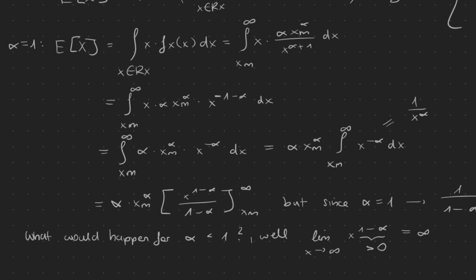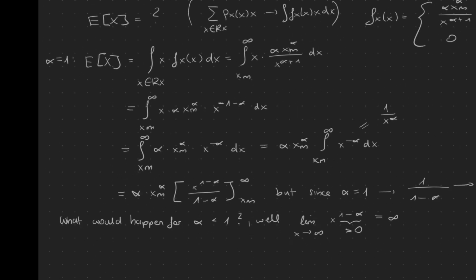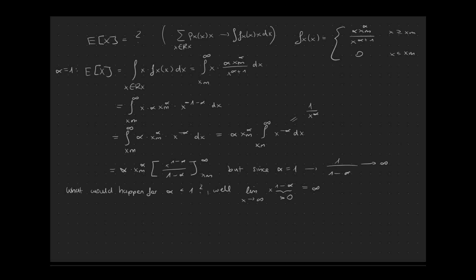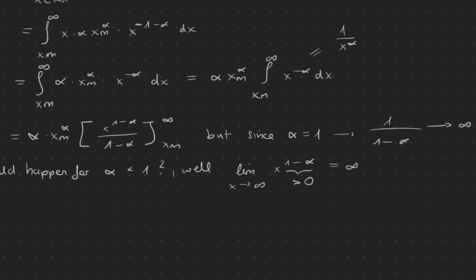So we have x to the power of minus alpha, this is 1 over x to the power of alpha. And this is equal to alpha times x_m to the power of alpha when we do the integral. So when we integrate 1 over x to the power of alpha from x_m to infinity. So let's do first the integral itself. What we get is x to the power of 1 minus alpha divided by 1 minus alpha.